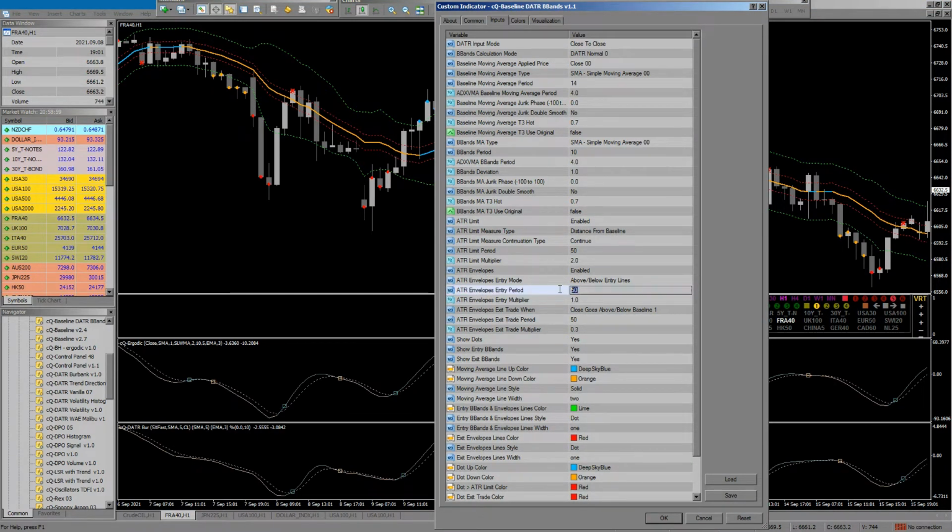This is the period. You can change it. You can make it really small. And it gets kind of choppy, but that might even work better. And then the same thing with the exit. These are just things you can change and try them out and see what works.